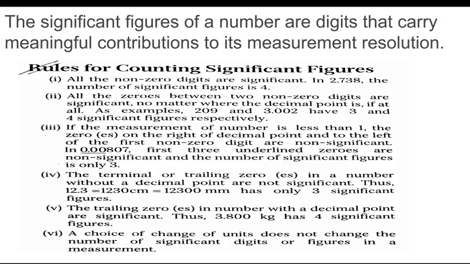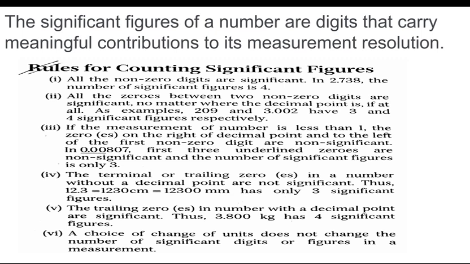And the number of significant figures is only 3. Okay? And the fourth rule is that terminal or trailing zeros in a number without a decimal point are not significant. For example, we can write 12.3, or 1230 centimeter, or 12300 mm, which has only 3 significant figures. And the fifth is that trailing zeros in a number with a decimal point are significant.